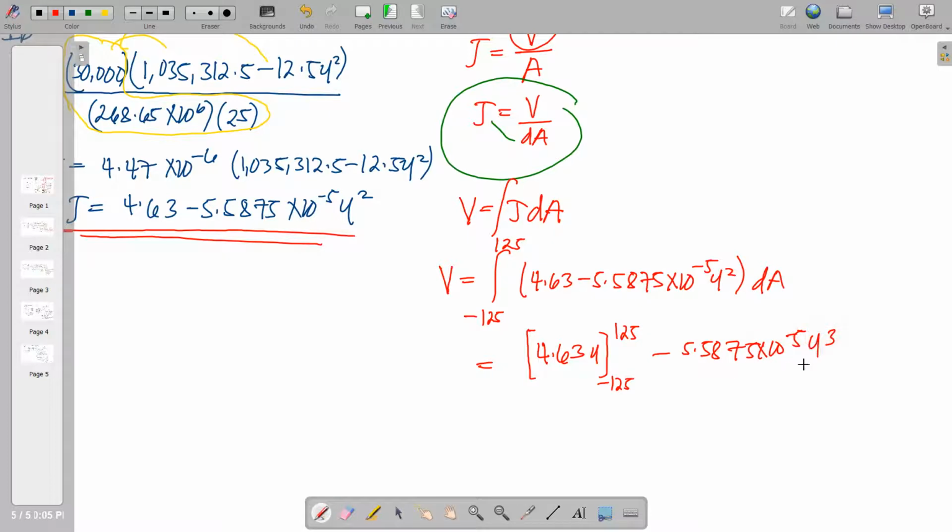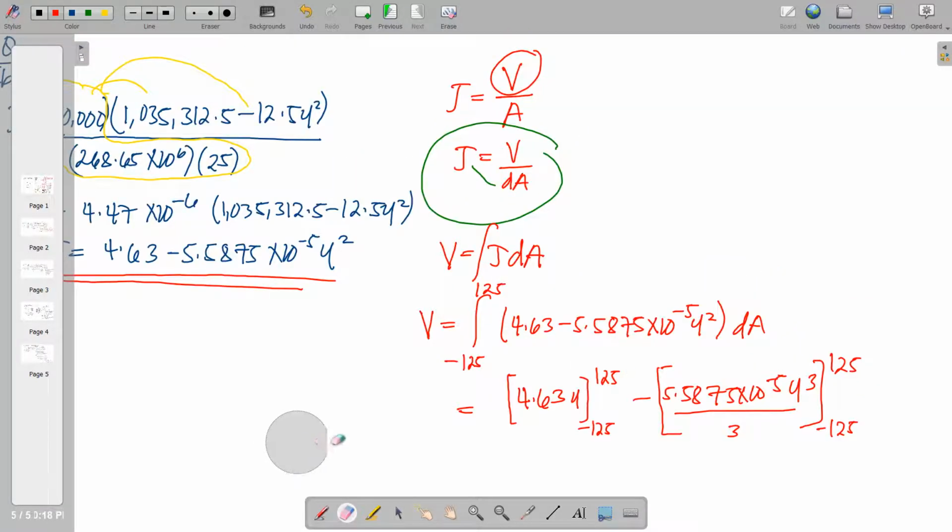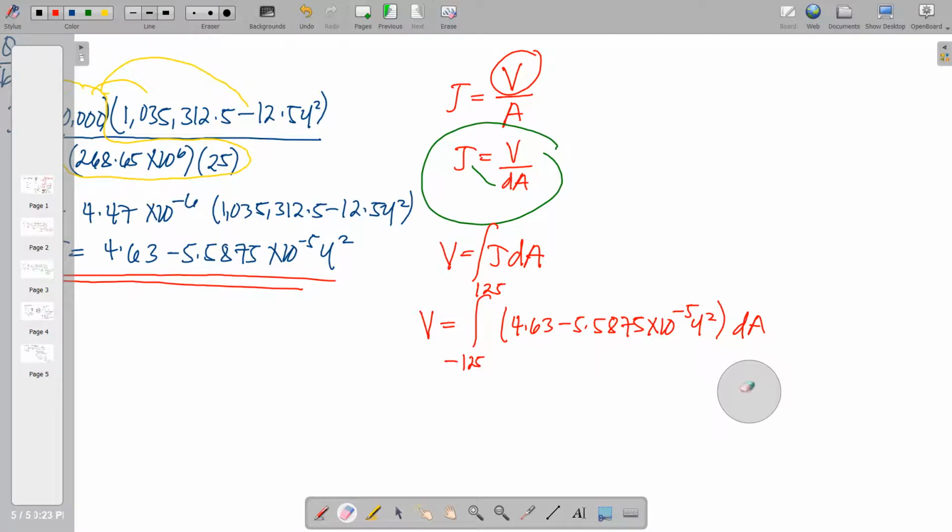We have y cubed all over 3. So this will be integrated from negative 125 up to positive 125. Okay, so I think we have to, of course, simplify dA here. We need to express dA in terms of y. Perhaps we can recompute this one before we evaluate.